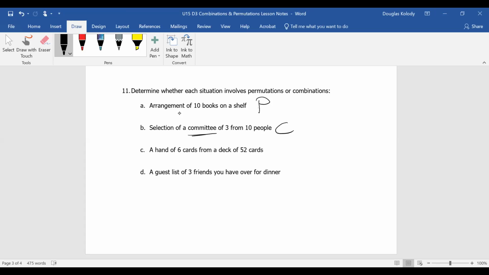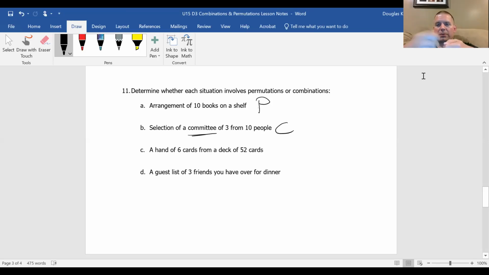A hand of 6 cards from a deck of 52 cards. All right, I need you to all think about this for a second. I'm going to come on screen. When I deal the cards to you, do you have to pick up the cards and look at them in the exact order that I gave them to you? Of course not. You can pick up your cards and then rearrange them in whatever order you see is logical to you. So is the order important in which those 6 cards are dealt to you? No. So that's a combination right there.